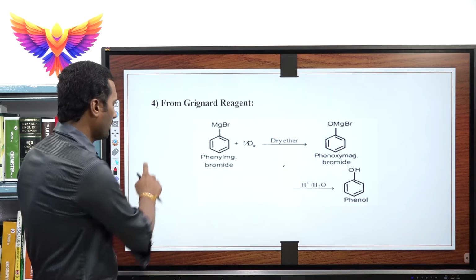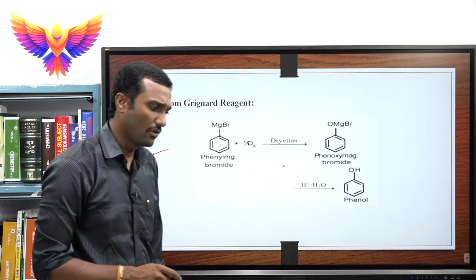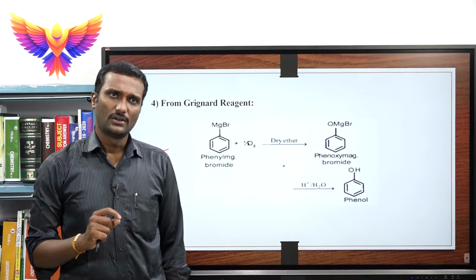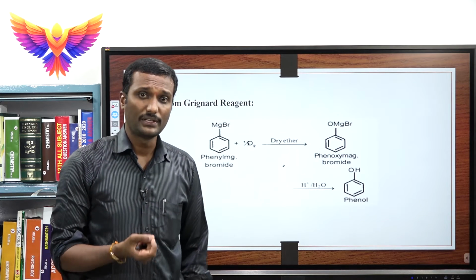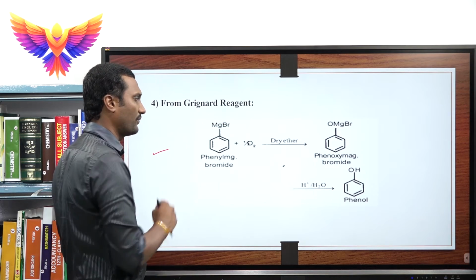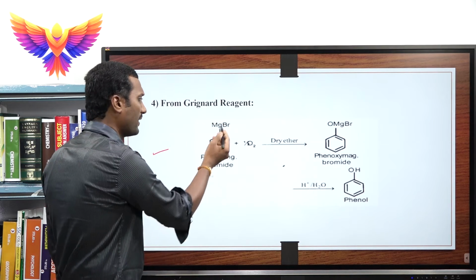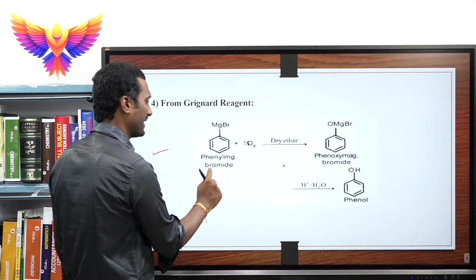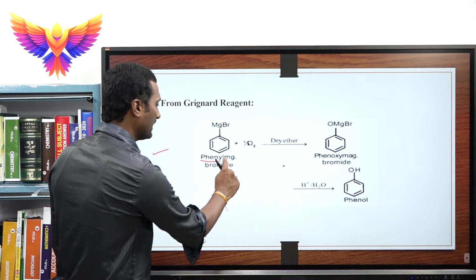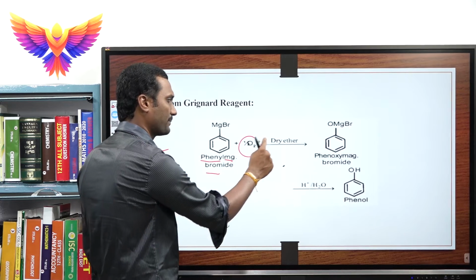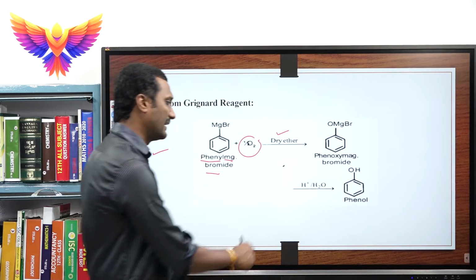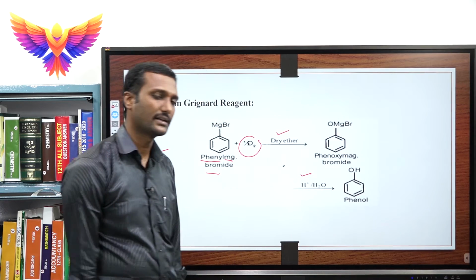Okay students, now we will see the preparation of phenol using the Grignard reagent, because we use a Grignard reagent to prepare an alcohol. Alright, so here also we are preparing phenol from a Grignard reagent, called RMgX. In the place of R we take phenyl, that's it. Phenyl magnesium bromide, when it is oxidized in the presence of dry ether, we will get phenoxy magnesium bromide. Again here, when it is acidified with water, you will get phenol.